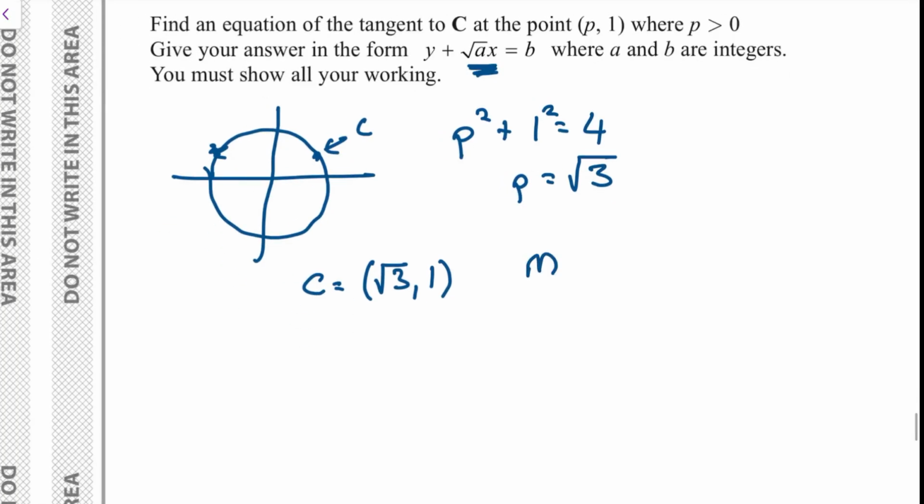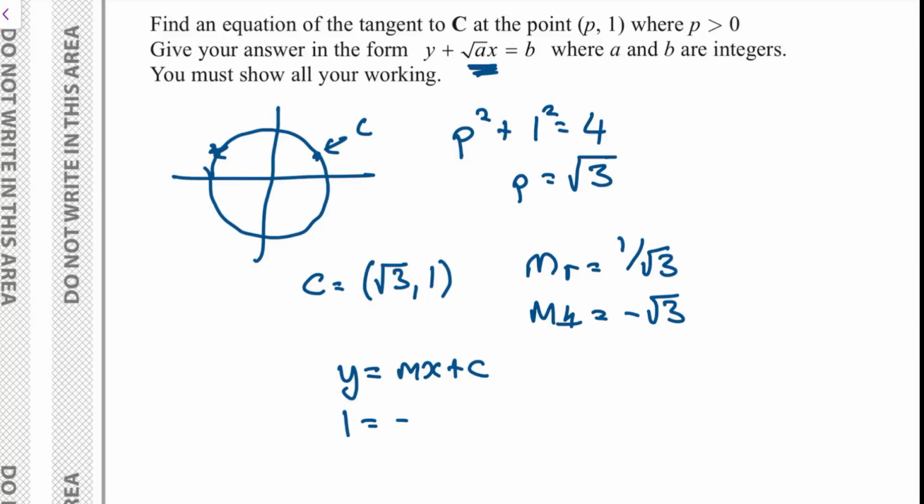So that means the gradient of the radius is the rise over the run. And that means the gradient of the tangent is minus that, which is minus root 3. Okay, and so therefore the equation of the line through point C is going to be y equals mx plus c. So therefore 1 equals m, which is minus root 3, times x. Sorry, I'm using x, aren't I? It's minus root 3 times root 3. Okay. Root 3 plus c.